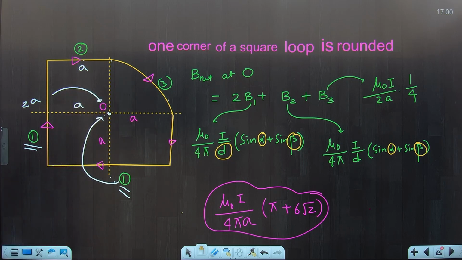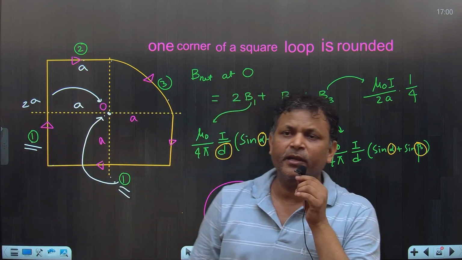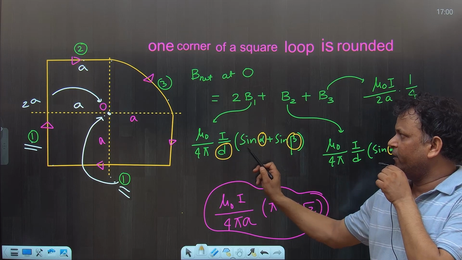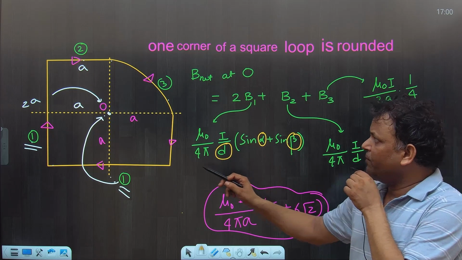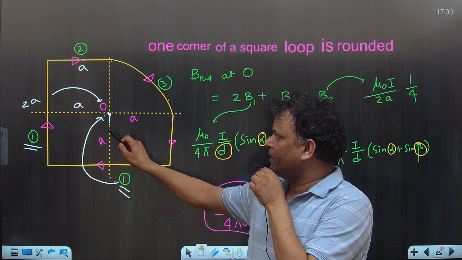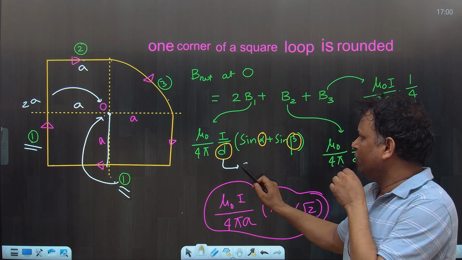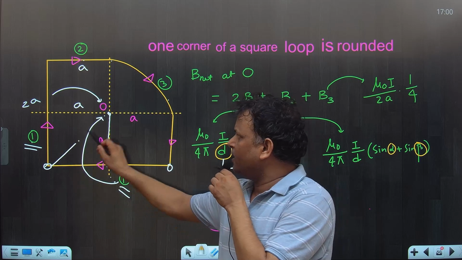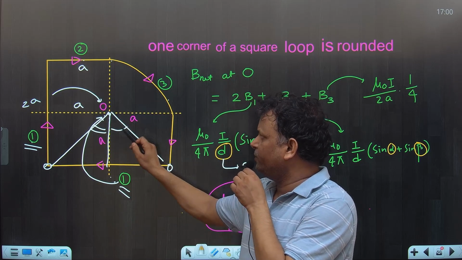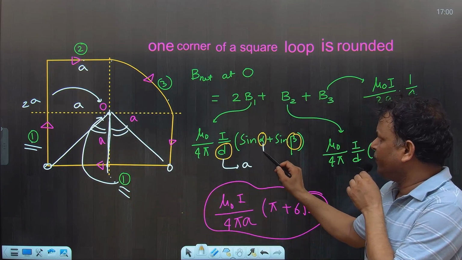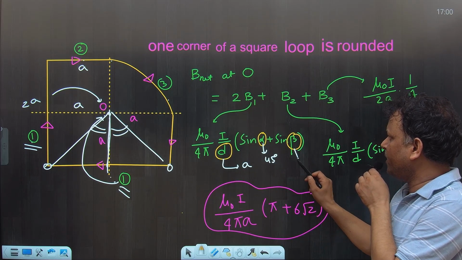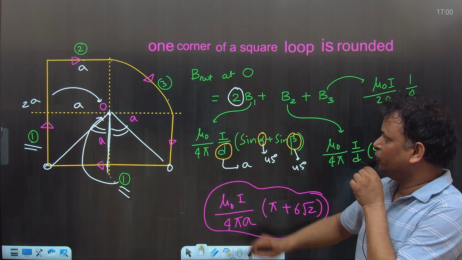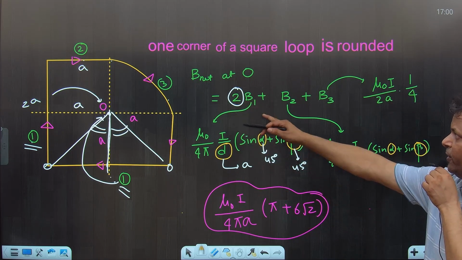How will we calculate B1? So B1 is, we should write the formula. B1 is mu naught by 4 pi I by D times sin alpha plus sin beta. D will be this, draw perpendicular. D will be A. What are alpha and beta? These two ends are making angle 45 degree and 45 degree with the perpendicular. So alpha is 45 degree and beta is 45 degree. So you will get B1. Double it. Don't forget to double it. So you will get 2B1.